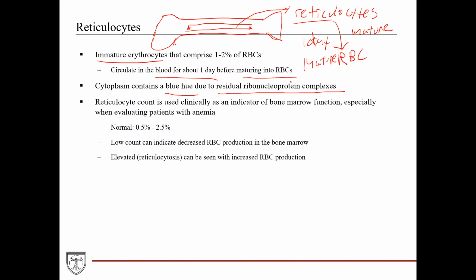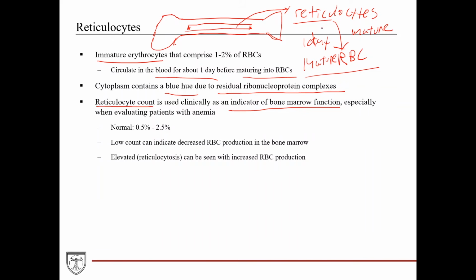And then eventually these remaining complexes get completely shed out. And then that's where you have your mature red blood cell. Clinically, what you have is what's called a reticulocyte count, which is where you measure the amount of reticulocytes in the blood. And since it's the initial form of a red blood cell, when it's very first released from the bone marrow during production, it's actually used as an indicator of bone marrow function.